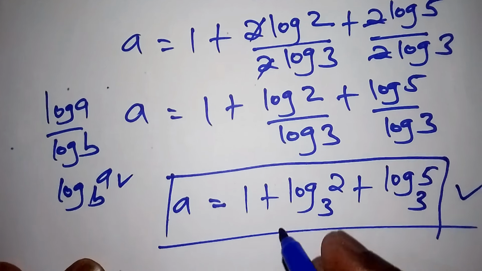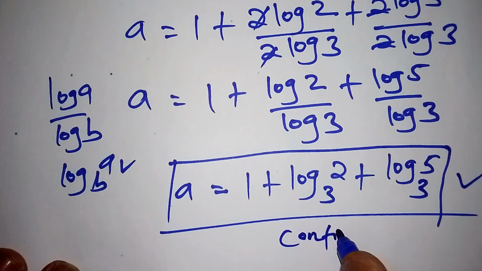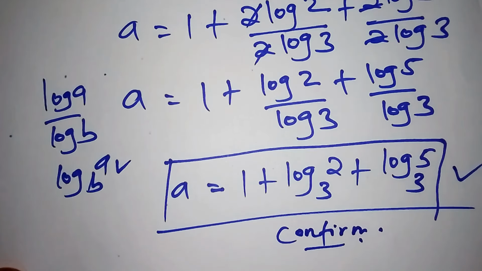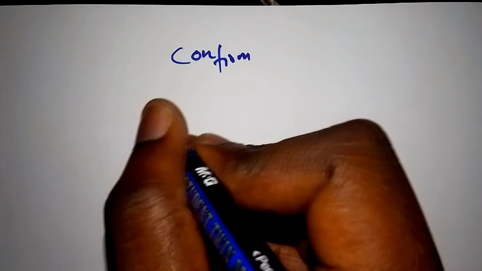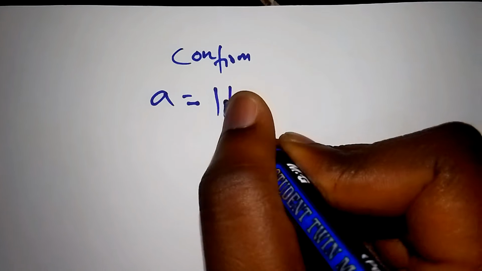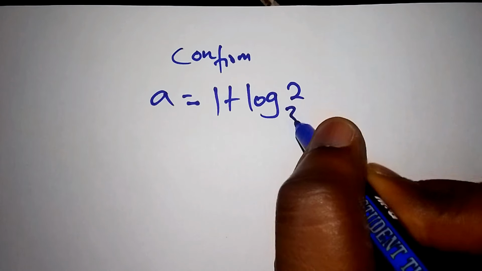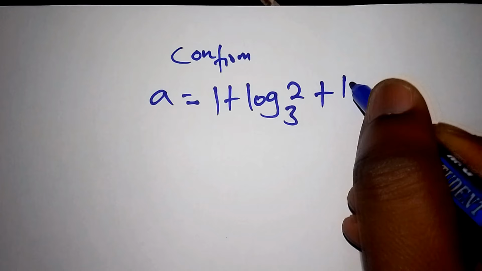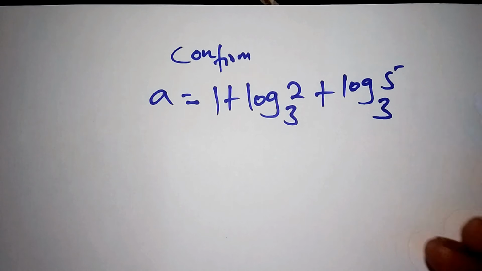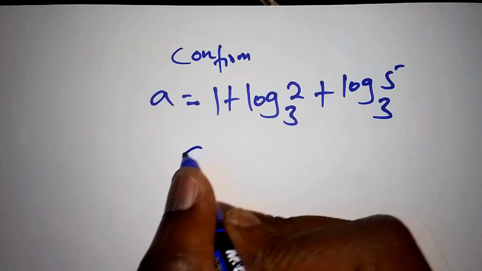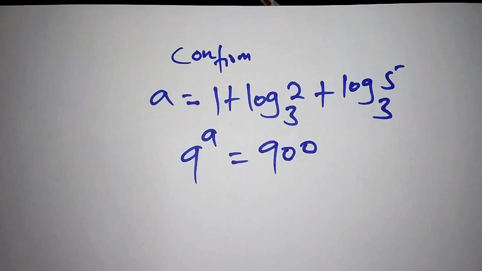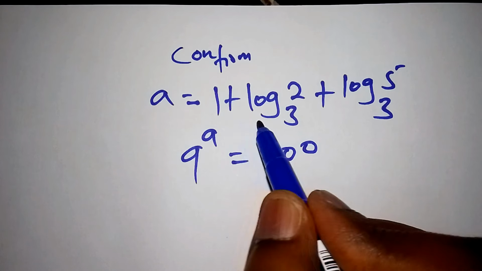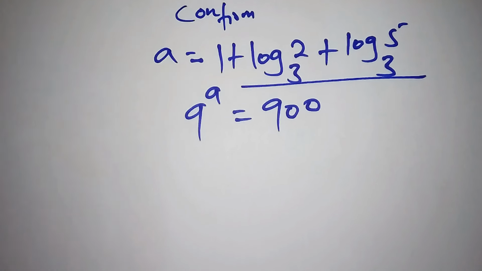We can still confirm it very fast and check if it is really the true answer that we have. So let's now confirm it. The answer that we got earlier is that A is equal to 1 plus the log of 2 to the base of 3, plus the log of 5 to the base of 3. What was our question? Our question was 9 to the power of A is equal to 900. So where there is A, we shall write the equation that we have there.